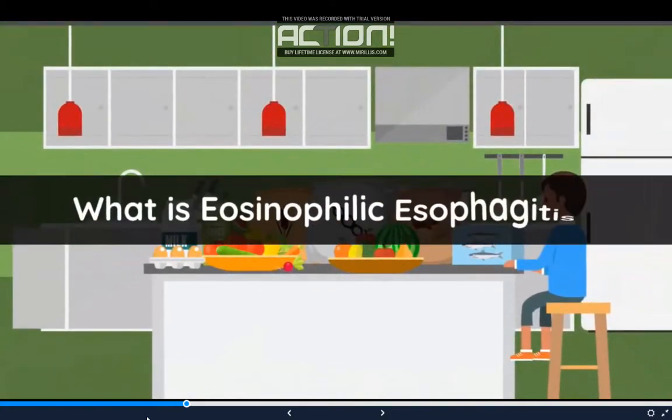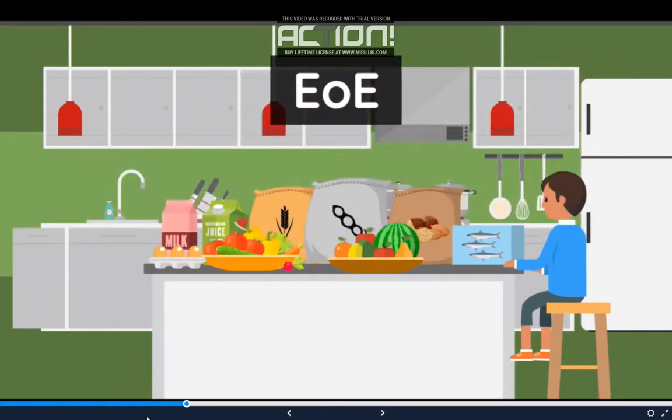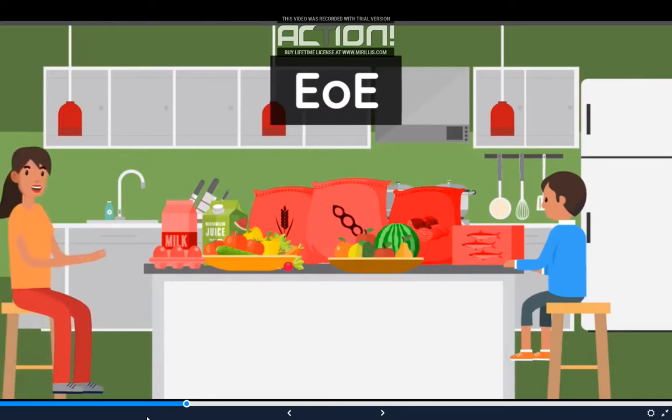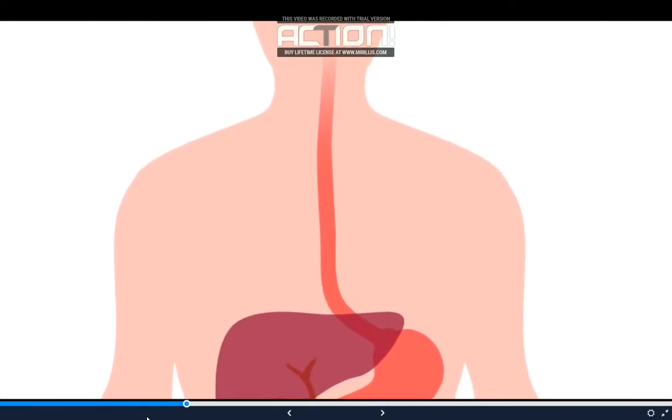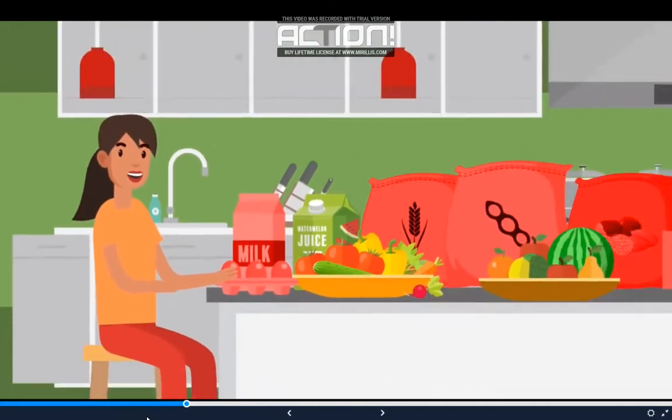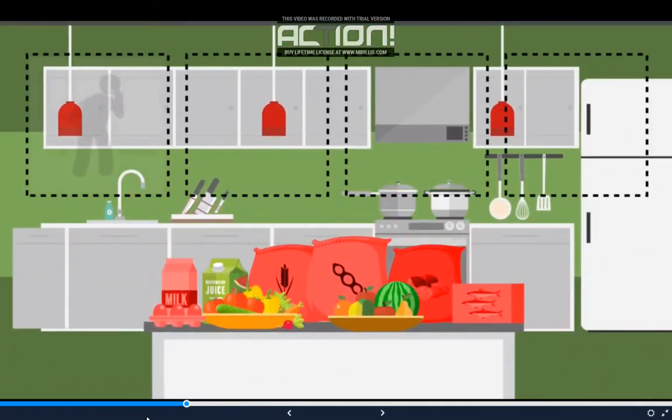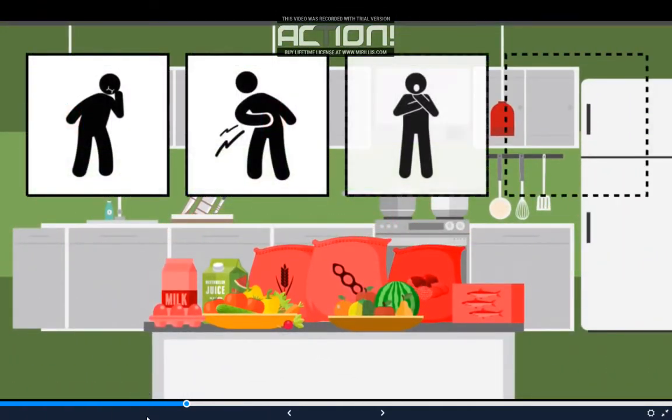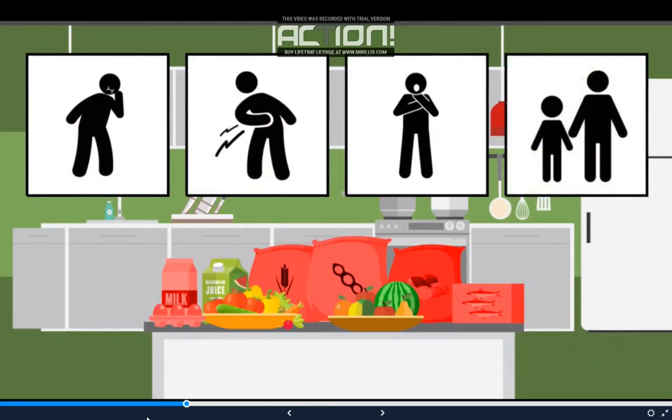What is eosinophilic esophagitis? Eosinophilic esophagitis, or EOE for short, is a type of food allergy that affects the function of the esophagus, the tube that connects the mouth and stomach. EOE occurs in both children and adults and involves severe inflammation of the esophagus, resulting in problematic function of this important part of the body. Patients with EOE can have various symptoms that can include vomiting, pain, difficulty swallowing food, and growth issues.